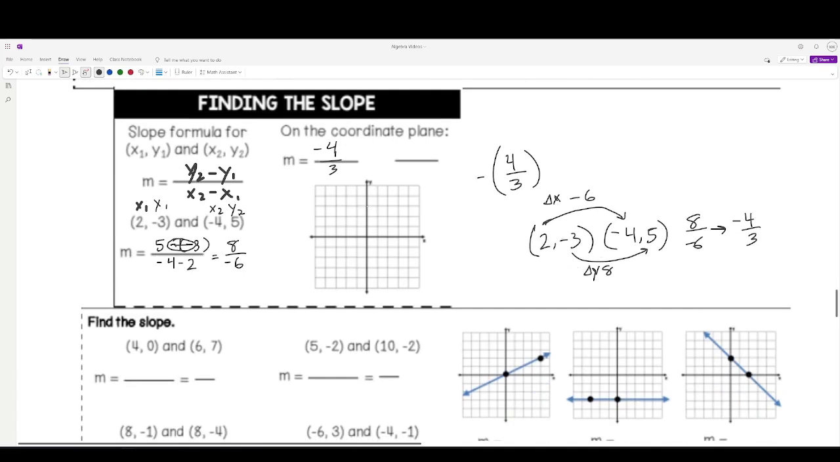Then they have a graph here. I can't draw graphs on this tablet, so we don't have a y-intercept. Oh, we have the 2 points. Okay, I guess we should practice graphing points. We haven't done that yet this year.